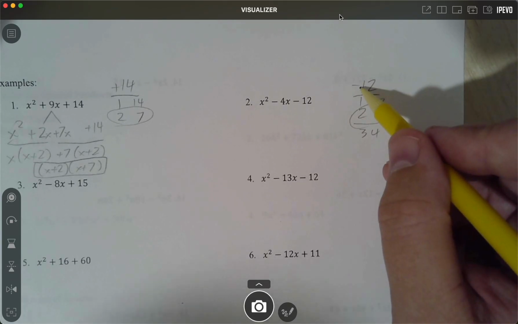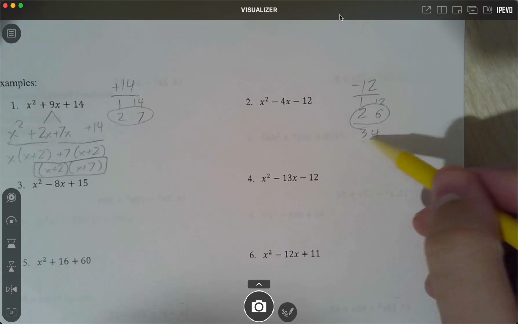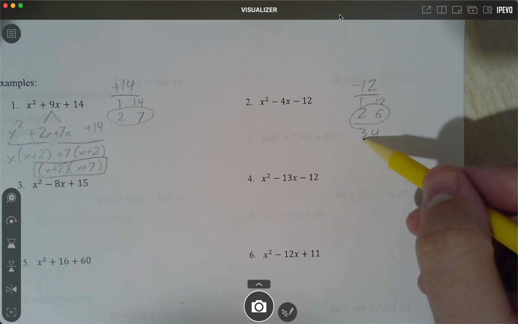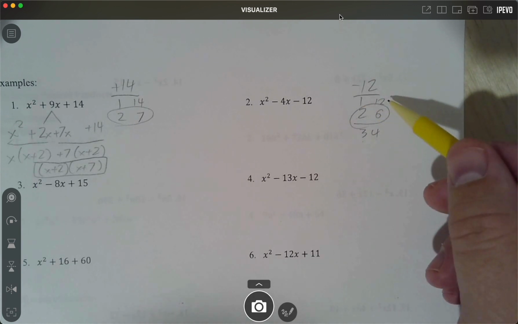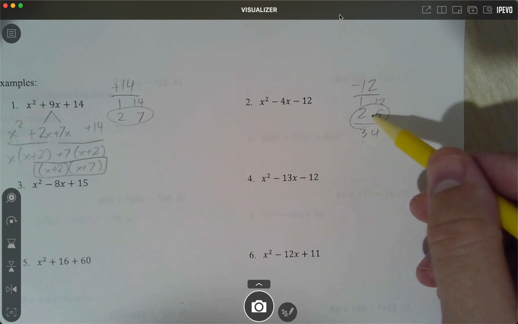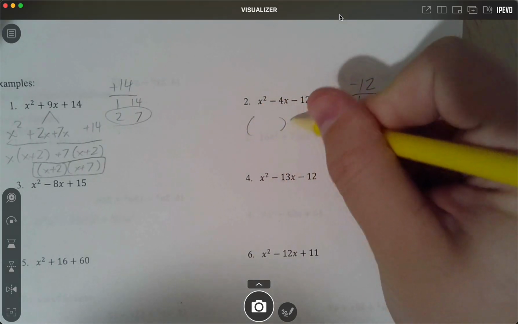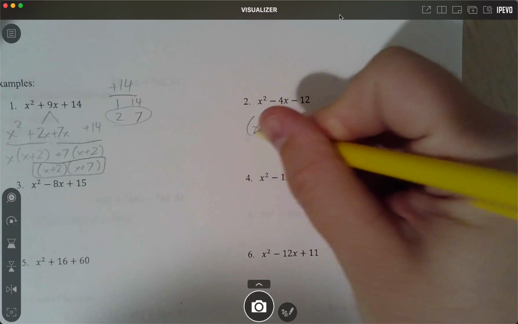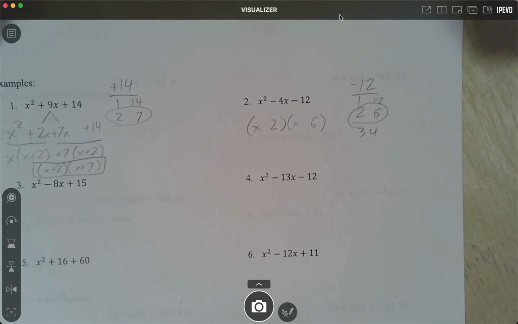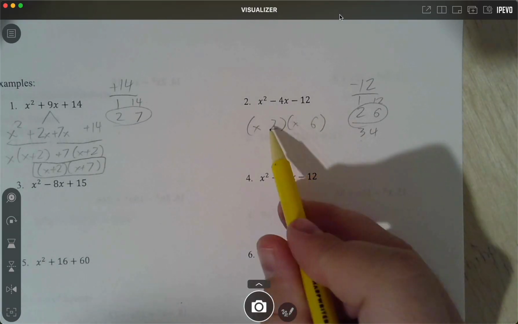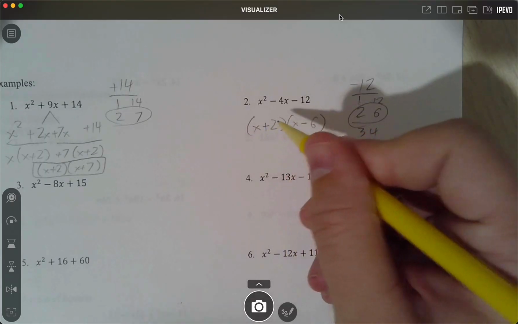The negative has an impact because these two need to subtract to make 4. 3 and 4 subtract to make negative 1 or 1. 1 and 12 subtract to make 11 or negative 11. But only these two subtract to make 4 or negative 4. Now because of that, I'm going to jump right to my parentheses. There's a 2, there's a 6. What are the signs? Well, I need to make a negative 4 out of 2 and 6. So 6 needs to be negative, 2 needs to be positive.